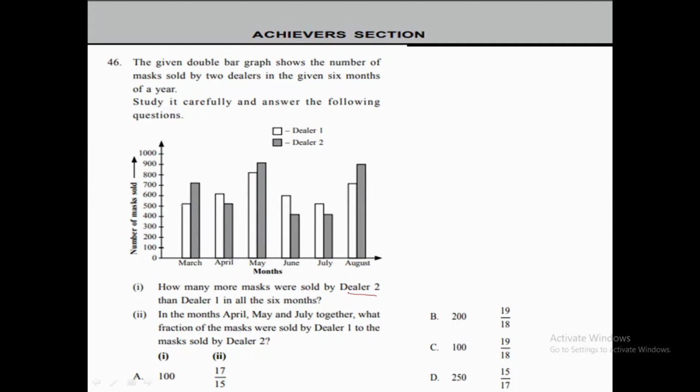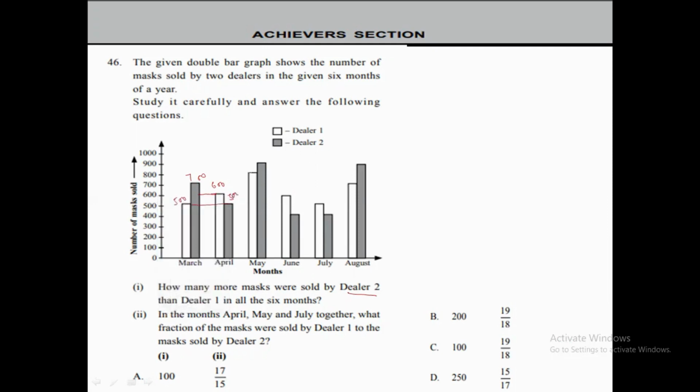Okay, so in March, dealer 1 sold 500 and dealer 2 sold 700. Okay, now when we are going through April, in April what we can see, dealer 1 sold 600 and dealer 2 sold 500.